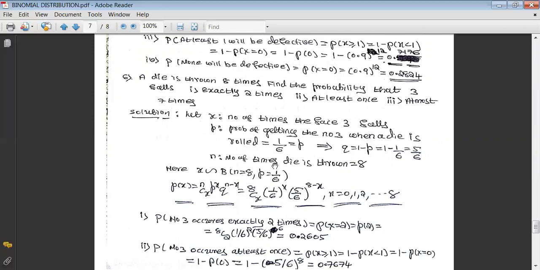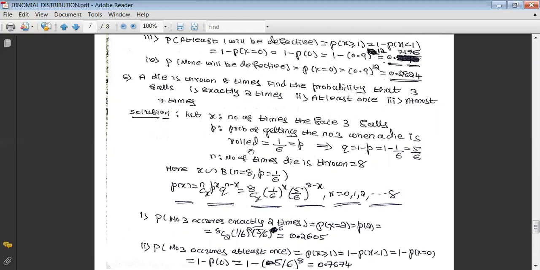Here, success is getting a face 3 whenever a die is rolled. That's our success. And we are going to define x as the number of times the face 3 comes out. That will be the variable we define. And p is the probability of getting a face 3 when a die is rolled.